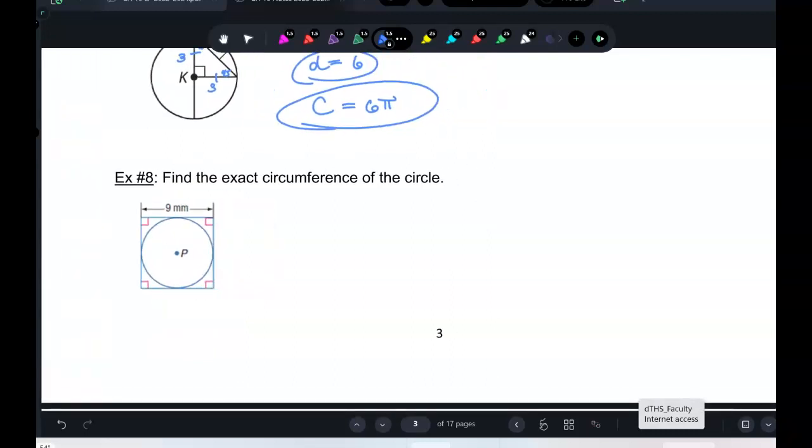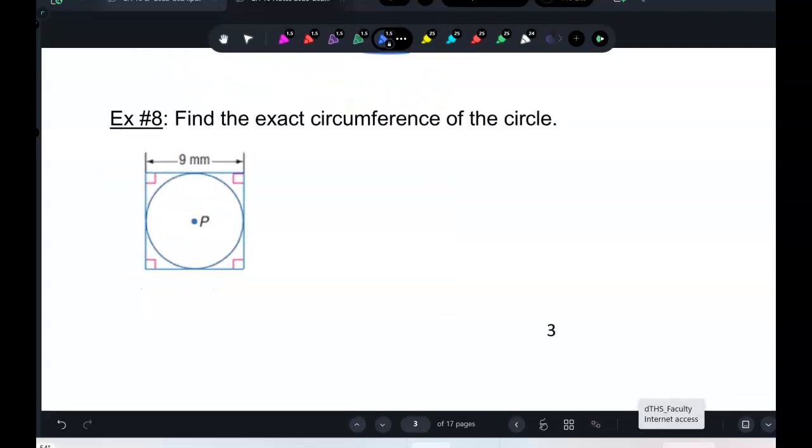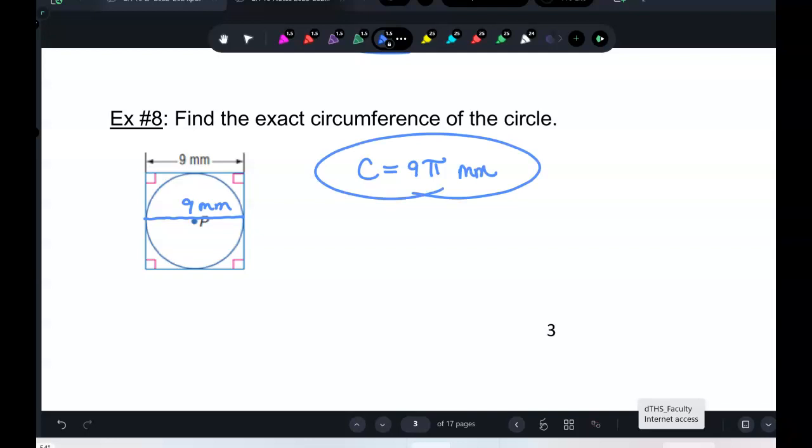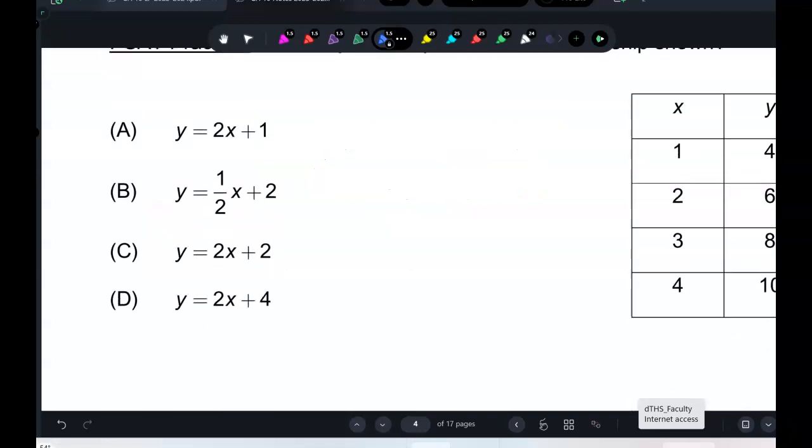Okay, find the exact circumference of the circle. Now the circle's in the square. If this is 9, this is 9. It's just showing that the circle is inscribed in a square. And this is just millimeters. That is exact. If it was rounded, you would plug in pi.